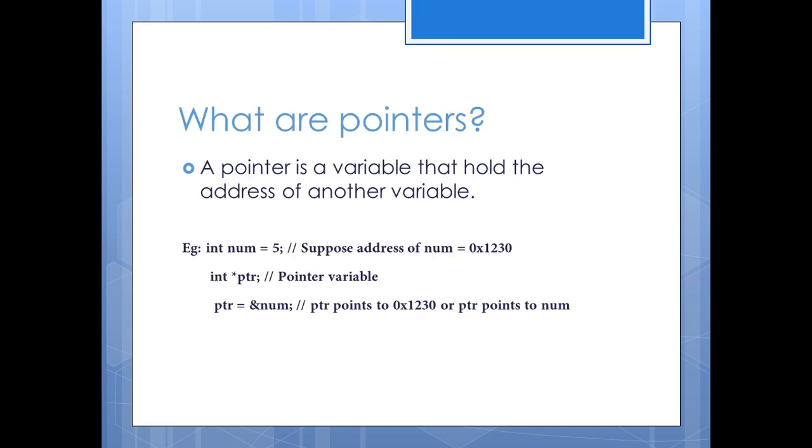What are pointers? A pointer is a variable that holds the address of another variable. For example, in the num equal to 5, suppose the address of num is 0x1230 in *pointer. That is a pointer; *pointer is a pointer variable. Next, the line pointer equal to &num. That is, the pointer points to the location 0x1230, or the pointer points to num.